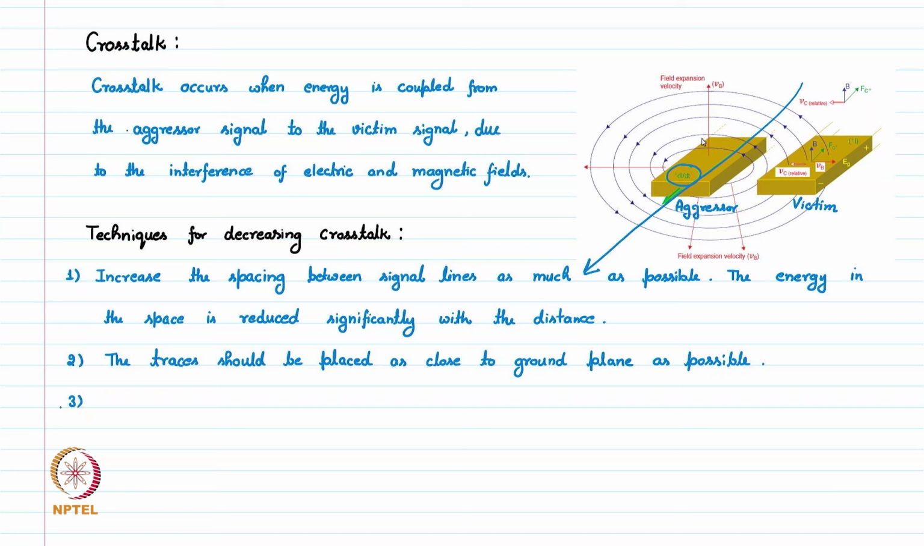The third technique, which is also very much followed, is to implement different routing techniques wherever possible. For example, if in one layer the track is running in a perpendicular direction, then in the other plane or nearby traces, those other traces should be run in a parallel or horizontal manner. So, implement different routing techniques.